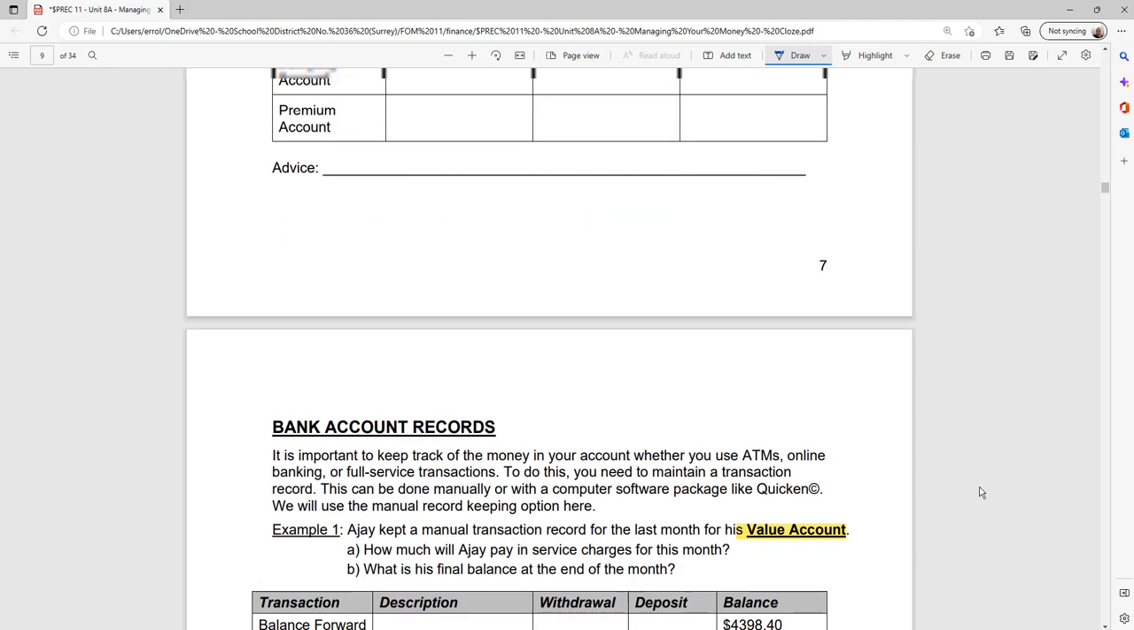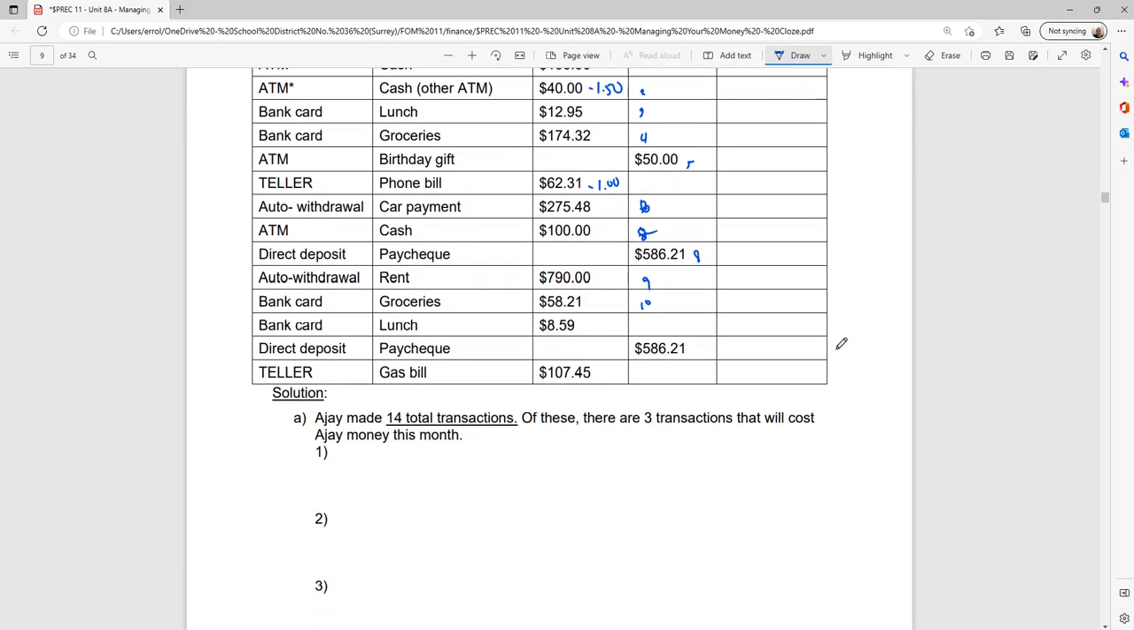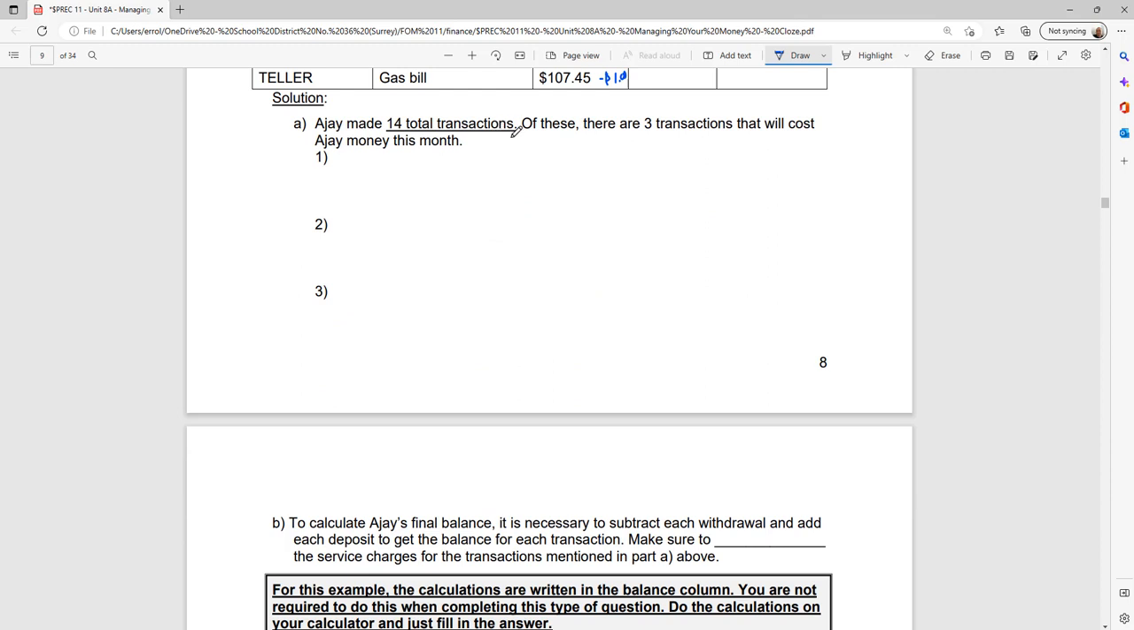And as we continue down, there's 11 transactions here for $8.59 on the bank card. Direct deposit is the 12th transaction, and then he used another teller, so that is another $1, minus $1. So he did a total of 14 transactions. Now, AJ made a total of 14 transactions.